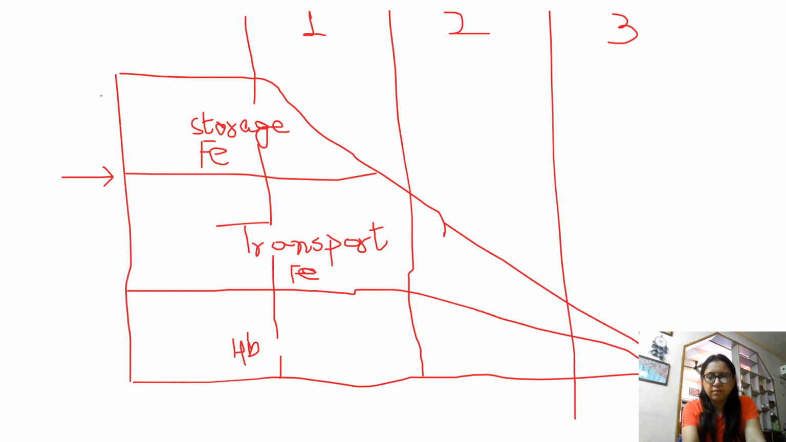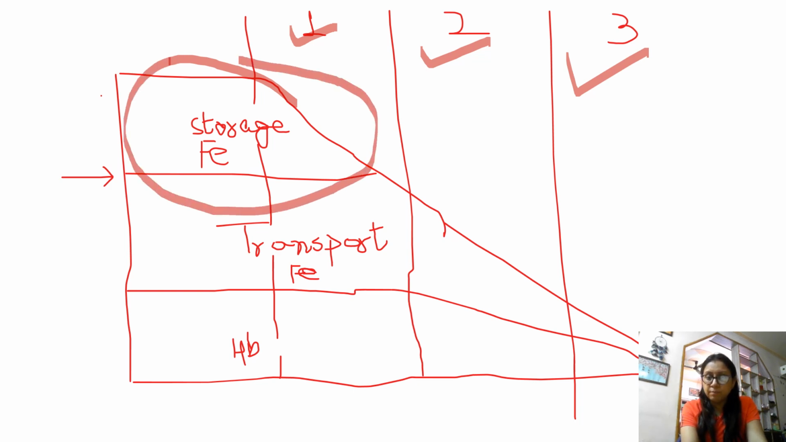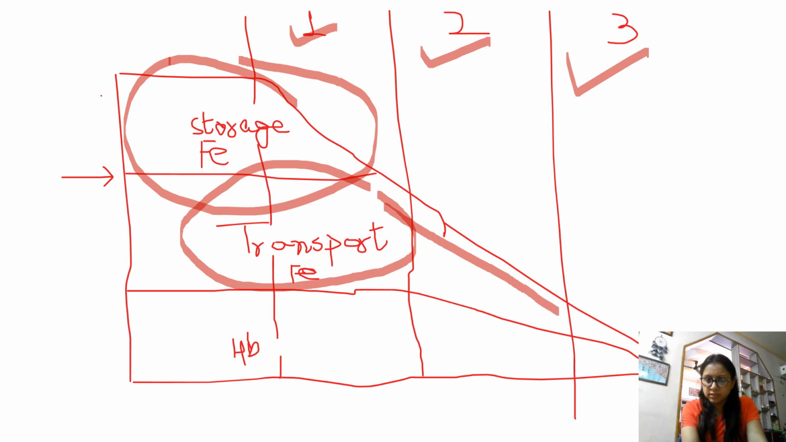So see, this is just a rough diagram I had shown you. See here what happened: this is your stage 1 deficiency. Stage 2 is iron deficient erythropoiesis. This is frank IDA. So first, our storage iron starts to deplete and is completely finished in stage 1. There is no storage iron in stage 2. So that is all finished in stage 1. Then second, transport iron also starts decreasing, and after stage 2 it gradually falls down. Then in stage 3, everything comes down.